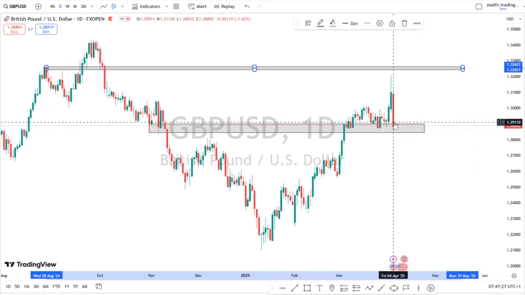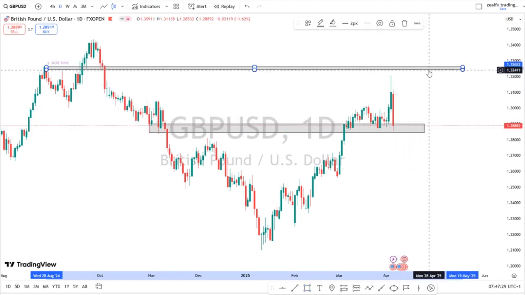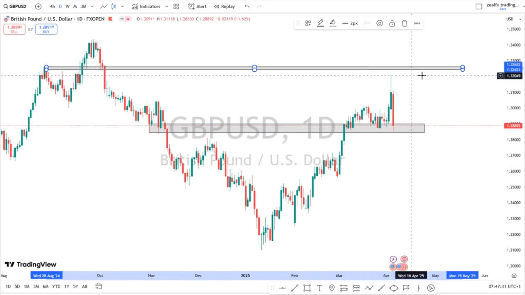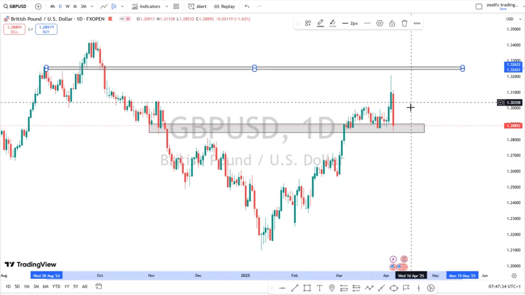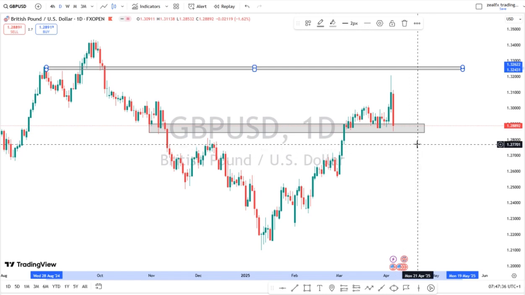So we're waiting for a price action setup on the Great British Pound USD to buy toward this resistance level this week, except if we see price close below, then we start looking for areas to sell. So let's look at our next pair.